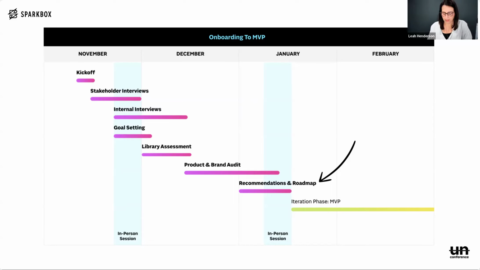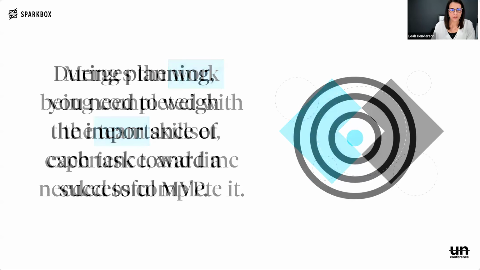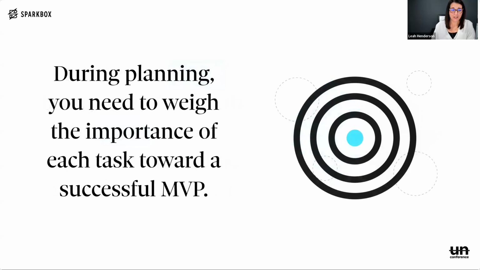This onboarding helps us understand the constraints we discussed earlier, which clearly influences what can be included within that MVP. So this roadmap or plan for our MVP phase merges the work being completed with the team skill set, experience, and time needed to complete it. If you don't consider all of those constraints during the MVP planning, what you can get done will never align with how efficiently the team can actually do the work. Personally, as a UX strategist on a project, this step is essential.